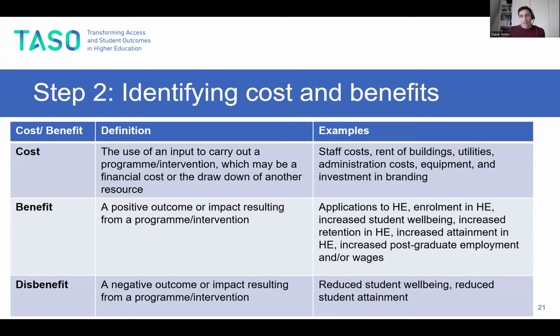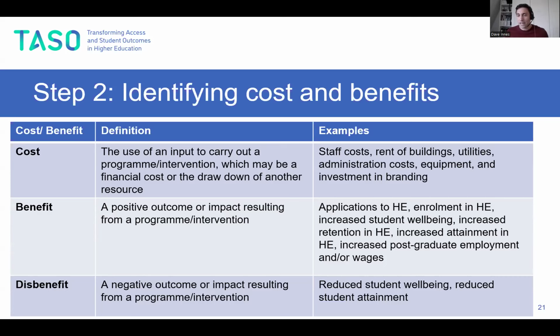So once we've got our theory of change in place, the next step is identifying what the costs and benefits are. And the first place you should look to build on to do that should be the theory of change. Now, a cost of the program means using an input to carry out a program or intervention, and that may be a financial cost, or it may be using some alternative resource.